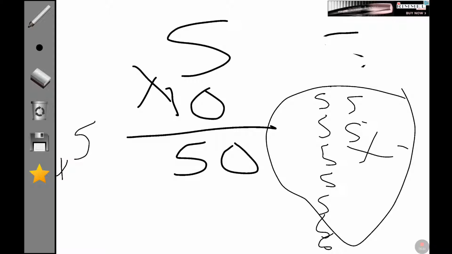So either you could do it this way, the standard thing, like 5 times 0 is 0, and then 1 times 5 is 5. That's all you need to know.